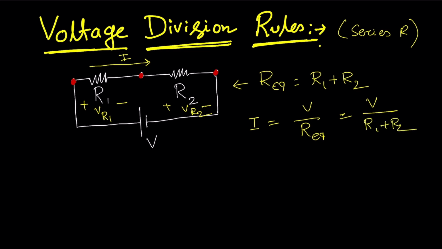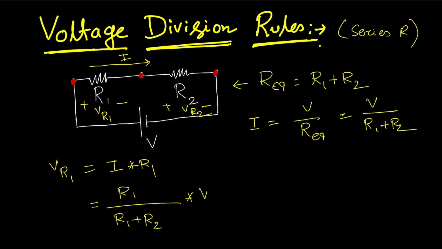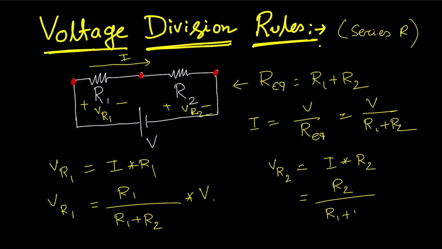Okay, then what will be the value of VR1? VR1 is the voltage drop across the R1 resistance, right? And the voltage drop will be the multiplication of the current and resistance, right? So we can write I into R1. So R1 divided by R1 plus R2 multiplied by V. Okay, this is VR1. And what will be VR2? VR2 will be I multiplied by R2. That will be R2 divided by R1 plus R2 multiplied by V. Okay, this is VR2.